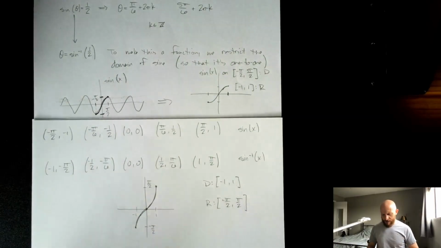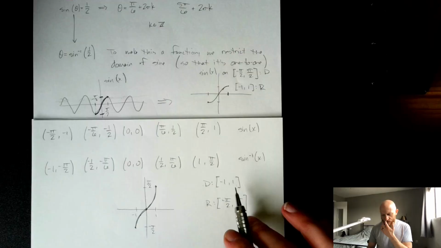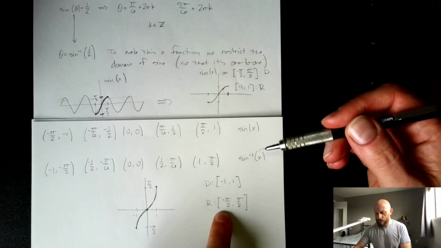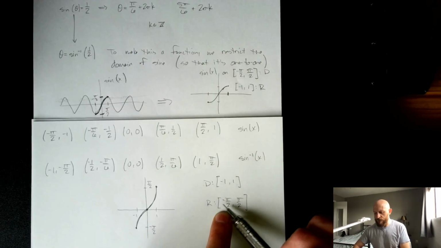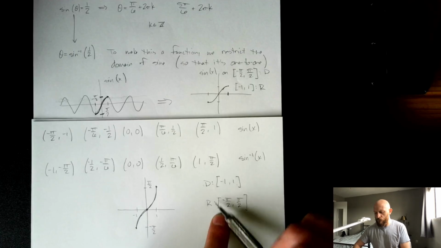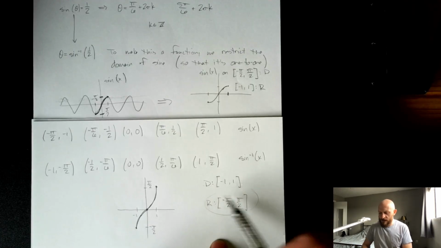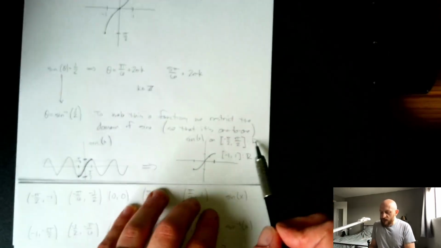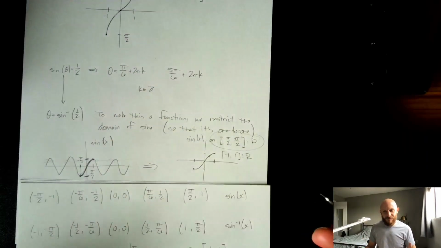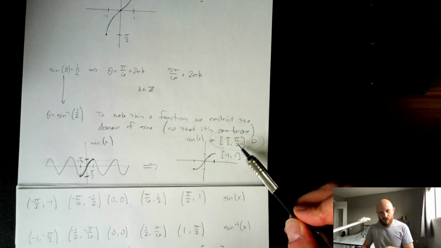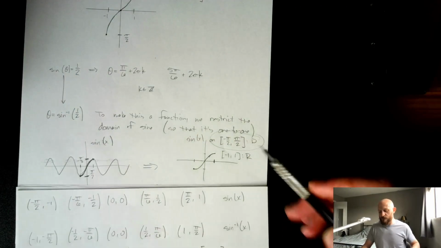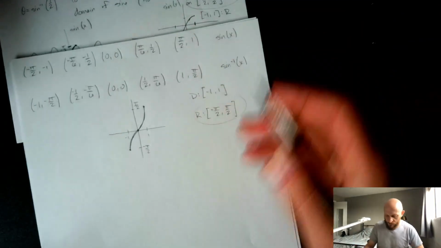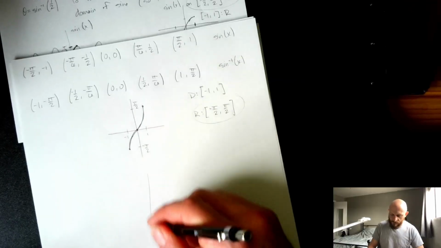Another way to think about why we choose this particular domain, or why this ends up being the range, why we chose to restrict the domain to negative pi over 2 to positive pi over 2, comes from the unit circle. So think about the unit circle.